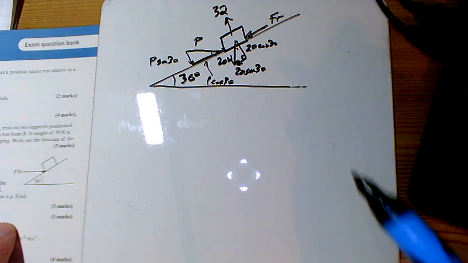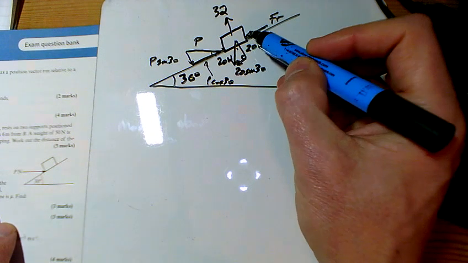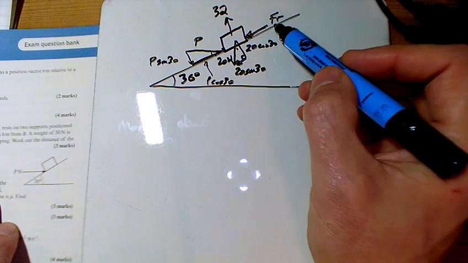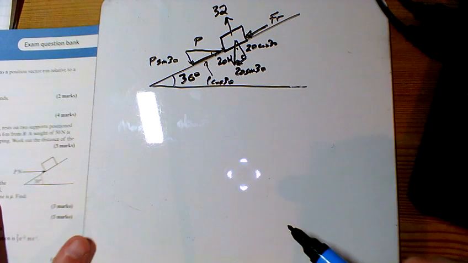I just paused there quickly just to check I have my friction round the right way, because it does say in the question it's on the point of slipping up the slope. So yes, I do have my friction in the right direction.